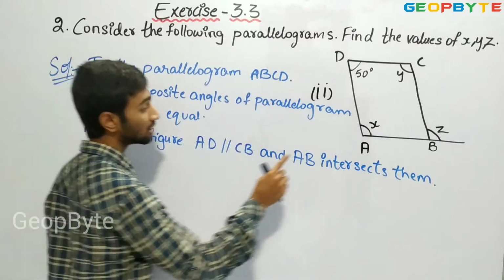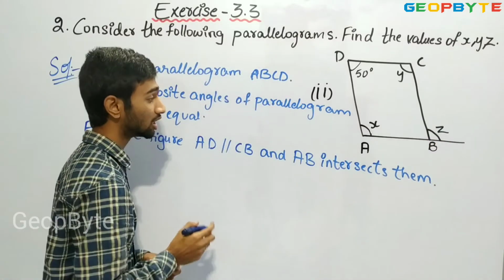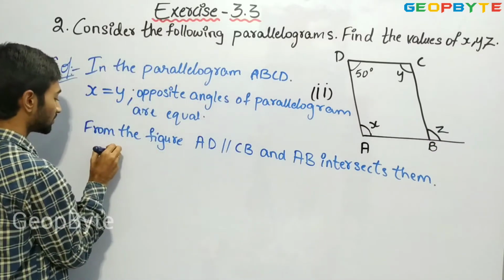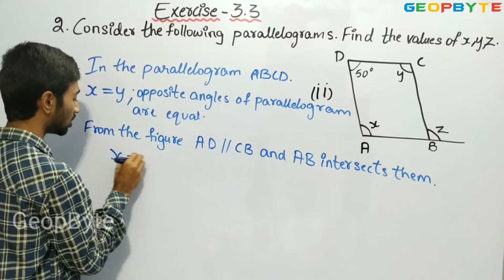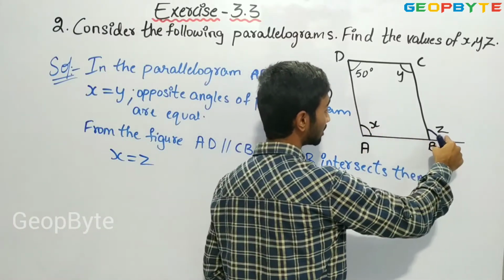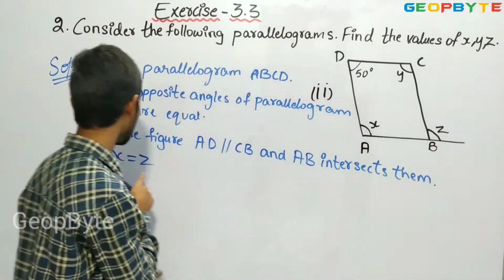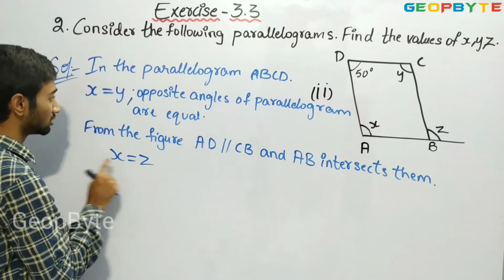So here angle A and this angle are both corresponding angles. Corresponding angles will always be equal. So here angle X and angle Z are corresponding angles. Corresponding angles are equal, so X is equal to Z.